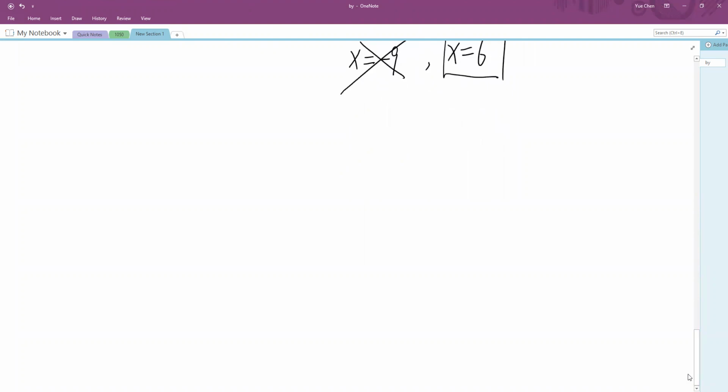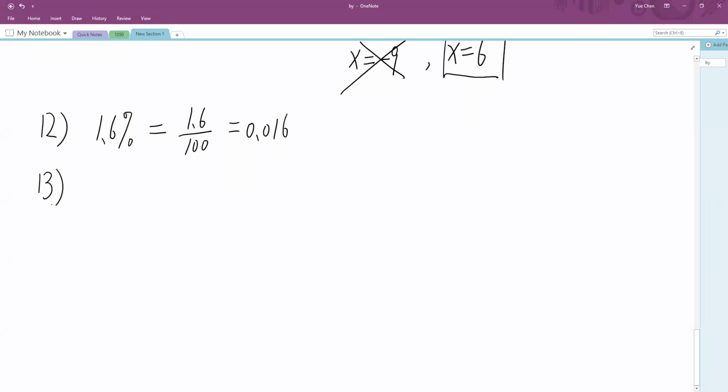Okay, so now let's look at number 12. Number 12 is kind of an easy problem. This is to convert the interest rate 1.6% to a decimal. So this one would be 1.6 divided by 100. It would be 0.016.